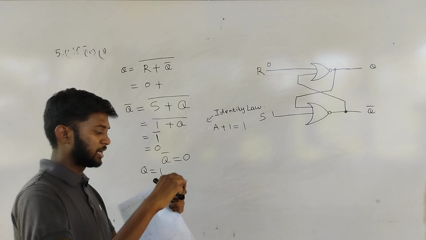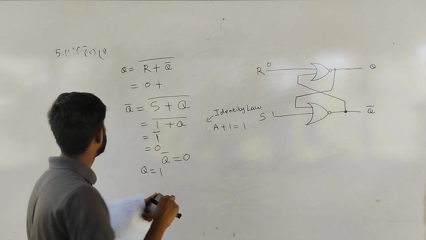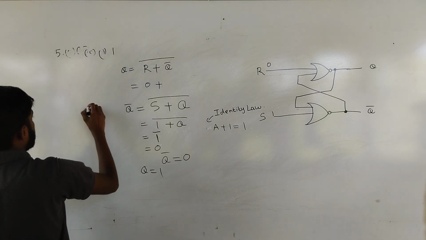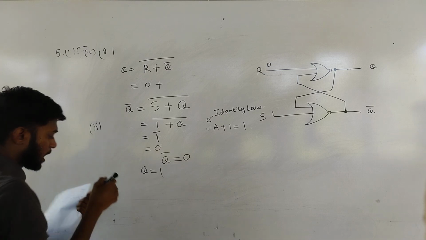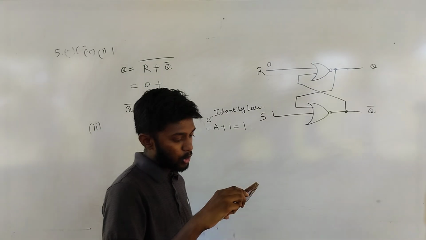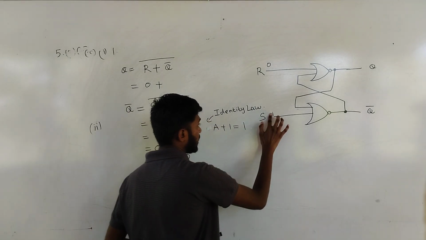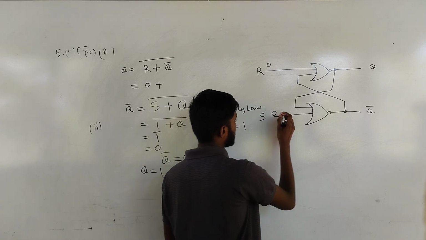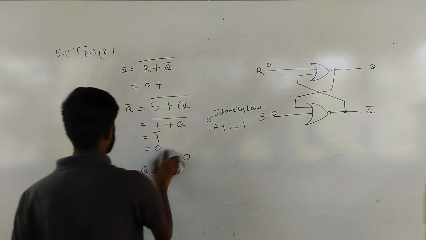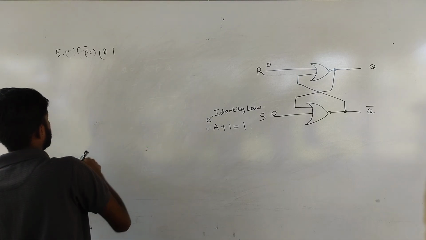Then next one, what are they asking? What will be the output at Q? First one we have found the answer is Q is equal to 1. Next one, what will be the output at Q if the S input is now made 0? Now the S input they are making 0, then they are asking what will be the answer at Q? Very simple. So let us find that. Let me erase this stuff before that, right? Okay, let us see.